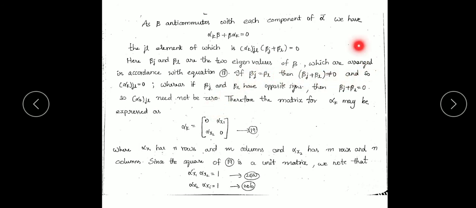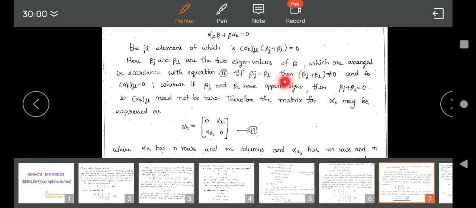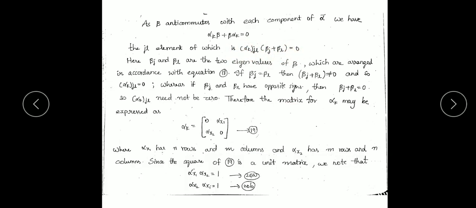So based on these conditions, especially this condition, the matrix form for alpha k may be expressed as alpha k equals 0, alpha x1, alpha x2, 0. This is the possible alpha k matrix, where alpha x1 has n rows and m columns, and alpha x2 has m rows and n columns.